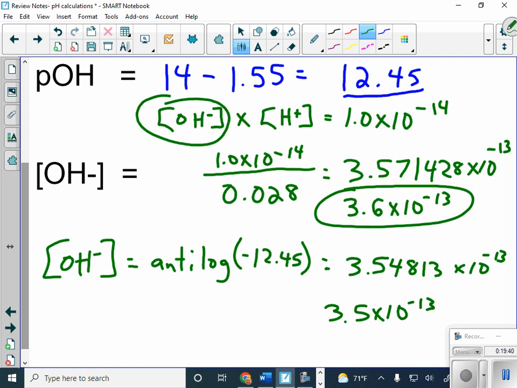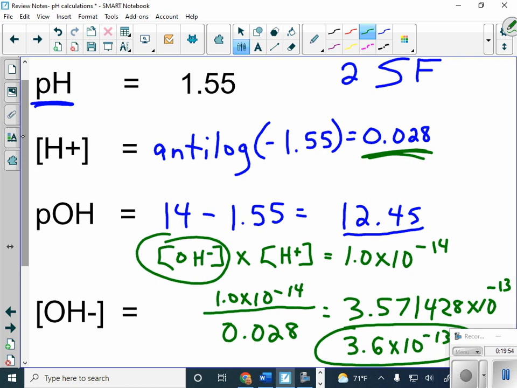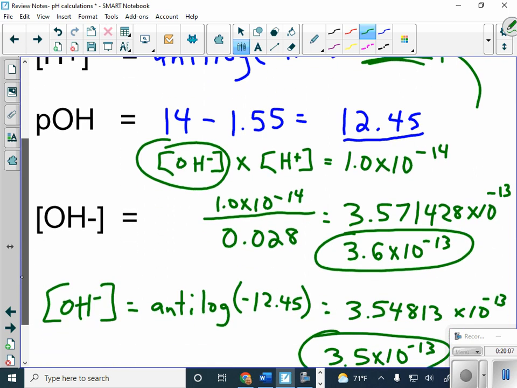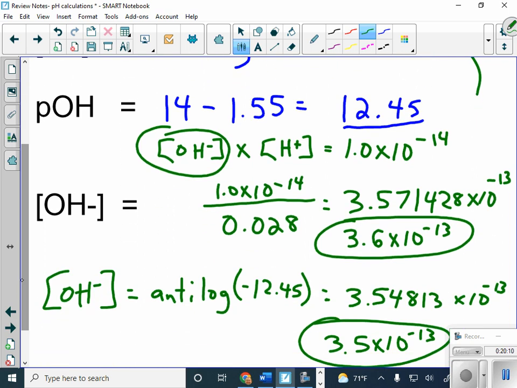And you might ask yourself, why aren't they the same? Why is this one 3.6 times 10 to the negative 13 and one is 3.5? Well, remember, when we went back up here, that number right there, we rounded, didn't we? If we had the exact number right there, not a rounded 0.28028, both of those values should be the same. Okay? Any questions?